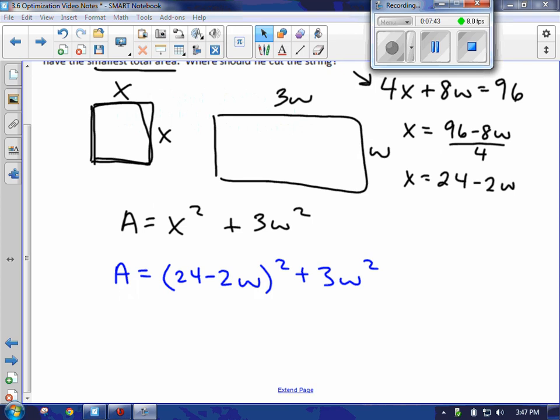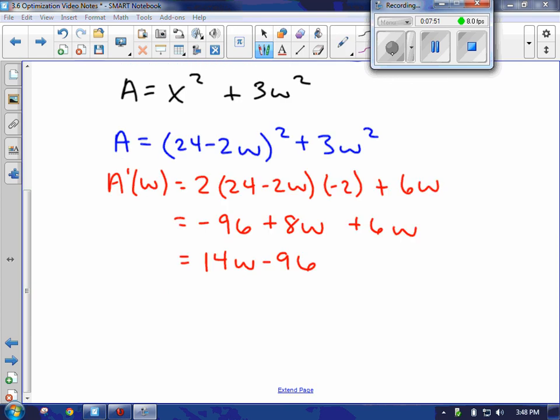Now I'm not going to simplify here. Now that I have everything in terms of w, I'm going to take the derivative with respect to w and simplify. Make sure you use the chain rule here. That's something that a lot of people might leave off. And then simplifying, you should get 14w minus 96.